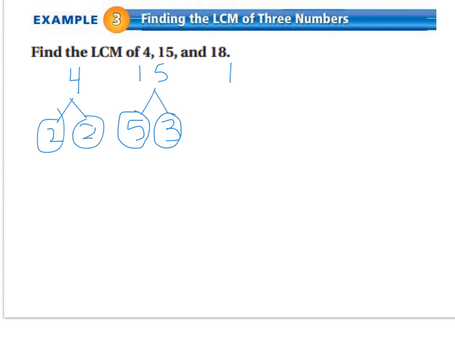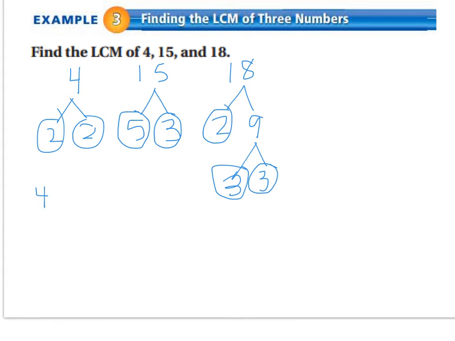For 18, I'll do 2 times 9. 2 is prime, 9 is composite. It's a perfect square. I'll factor that into 3 times 3, and those are prime. So there are my prime factorizations for each of those numbers. It's easiest if I list them now.